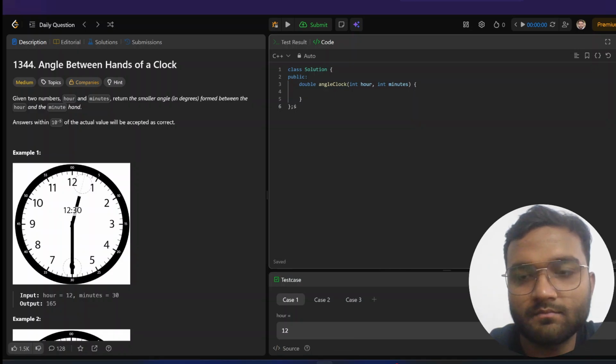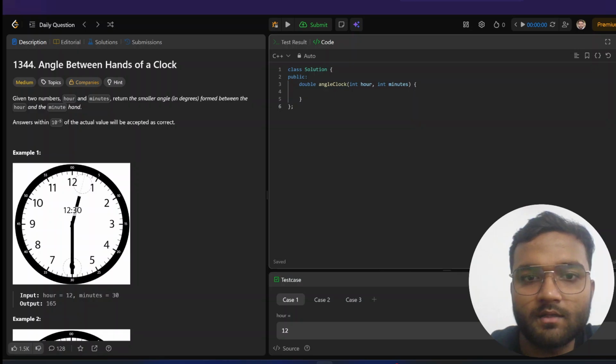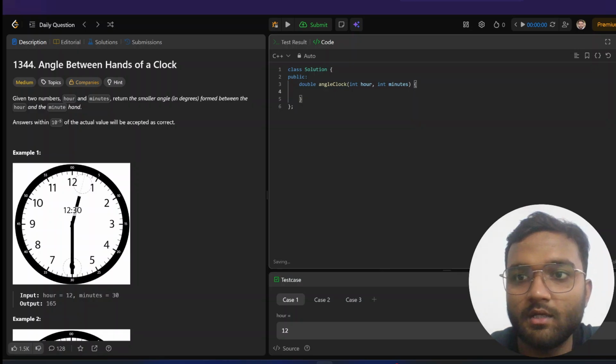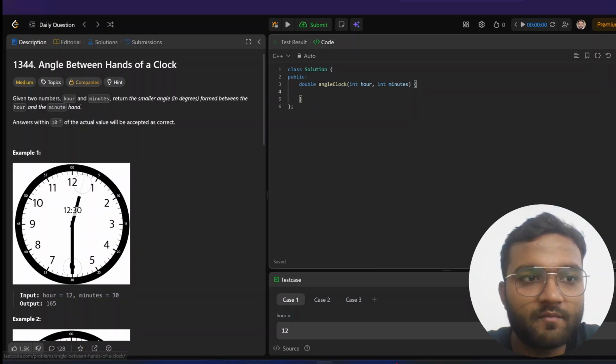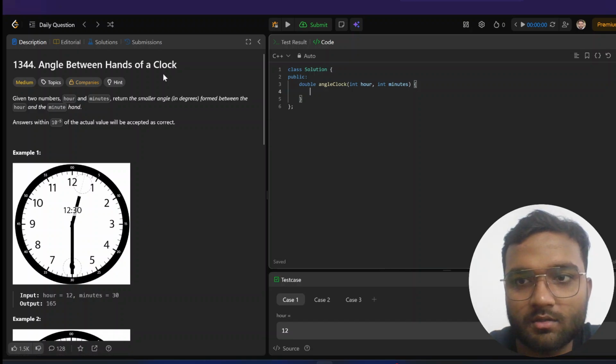Hello everyone, hope you guys are doing well, and today we are going to solve the Leetcode problem number 344, Angle Between Hands of a Clock.